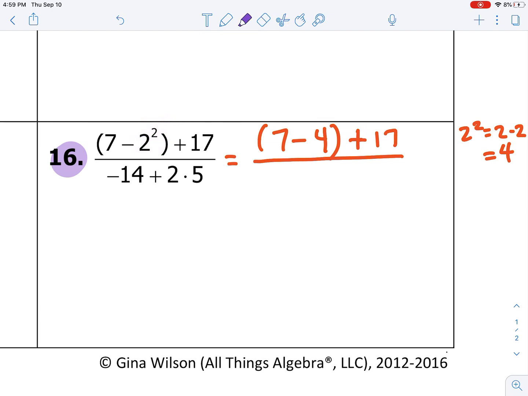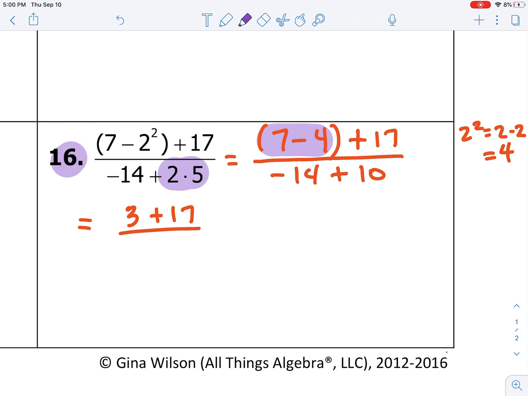Looking at the denominator, what do we need to do first? In the denominator, we need to multiply first. Negative 14, 2 times 5 is 10, so plus 10. Going back to the numerator, I'm looking again what I need to do next. According to order of operations, I'm still needing to work inside the parentheses, so this is what I need to do next. 7 minus 4. 7 minus 4 is 3. Then I'm just recopying the 17.